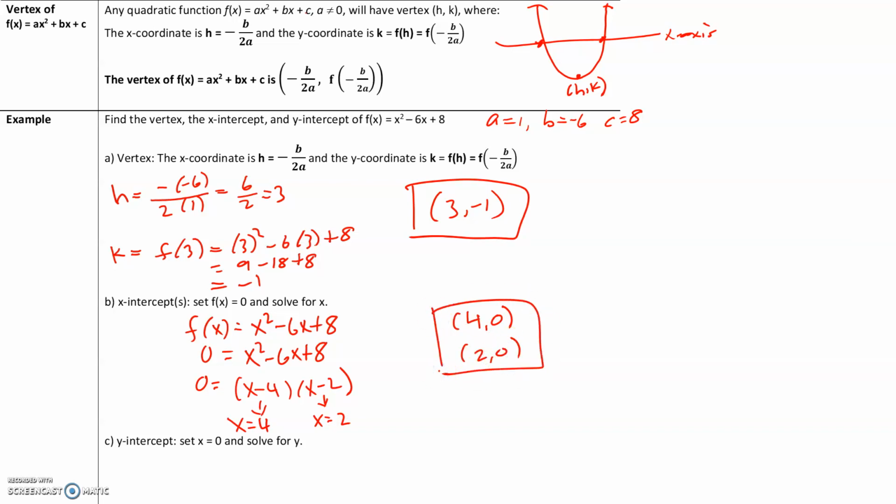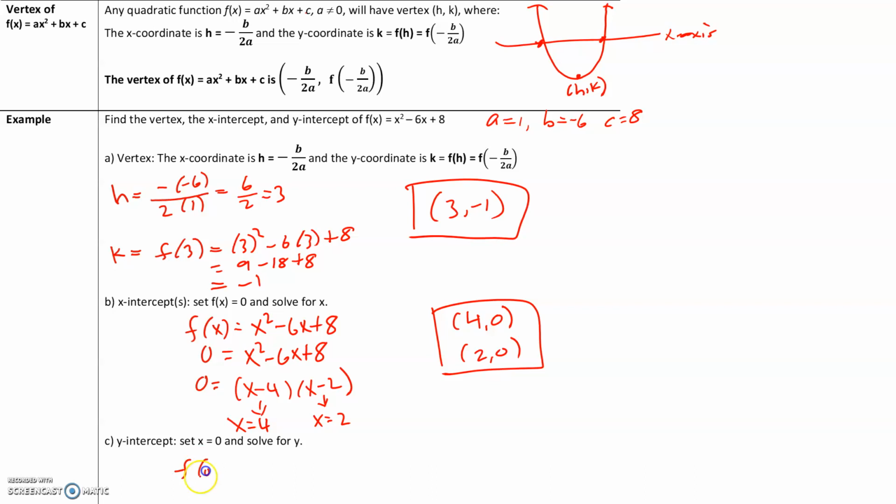And remember that for the x-intercepts, the y value is always 0, because we set the y value equal to 0 in order to find our x-intercepts. Now, to get the y-intercept, it's the exact opposite. We are going to set the x value equal to 0 and solve for y.